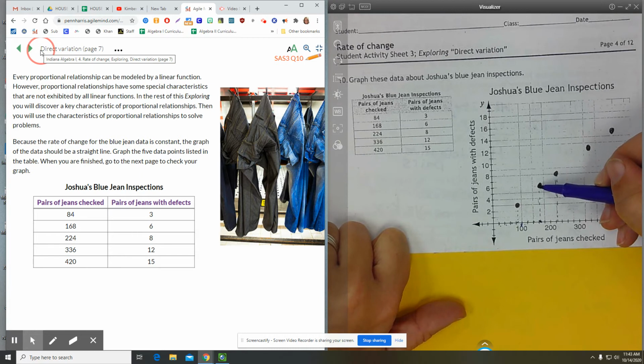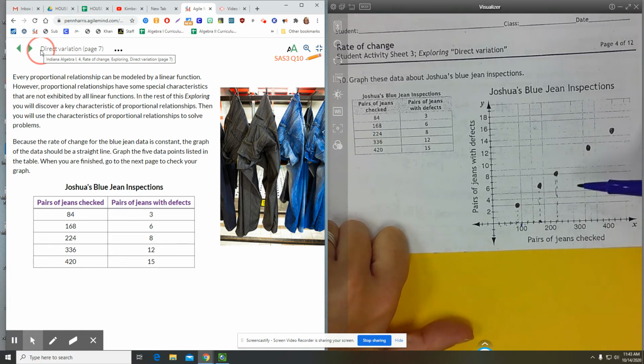168 found me 6 defects. 224 found me 8 defects. 336 found me 12 defects. And 420 found me 15 defects.